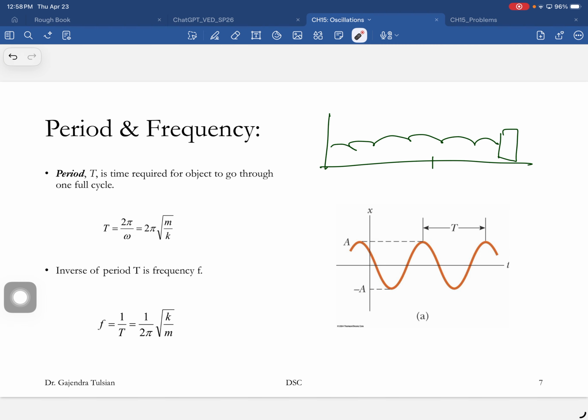And here's something very interesting about it. See, in this period, there's no information on the amplitude. The period for this oscillation is the same as the period for that oscillation. Amplitude is the maximum distance away from the equilibrium position. And that's the very neat thing about this: the period is independent of the amplitude. Frequency is the inverse of the period. Frequency just tells you how many times it will oscillate per second.